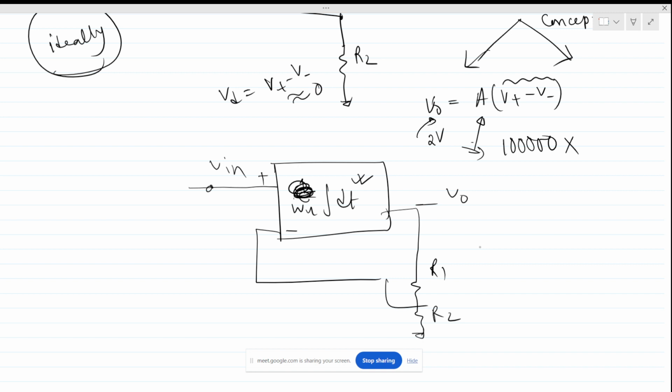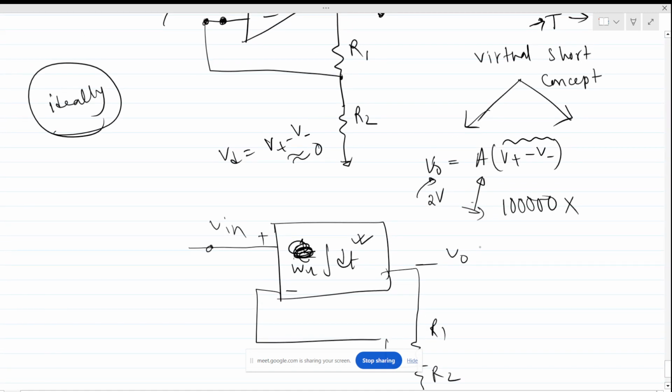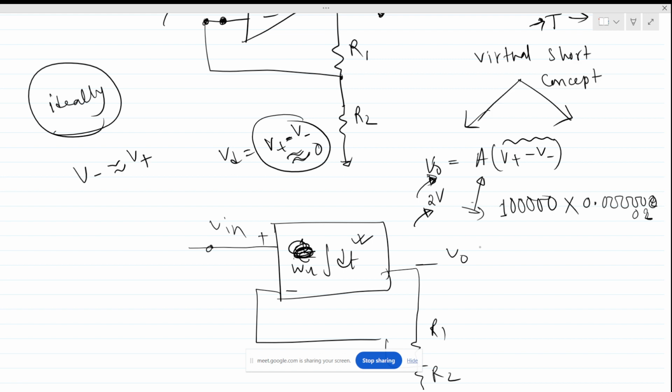Now, here the gain is very large. To make this finite V out as 2 volts, this difference will be closer to zero, but not exactly zero, let's say 0.000002 or something, a random value. So we have seen that this difference voltage is very close to zero, which means V minus is almost equal to V plus.